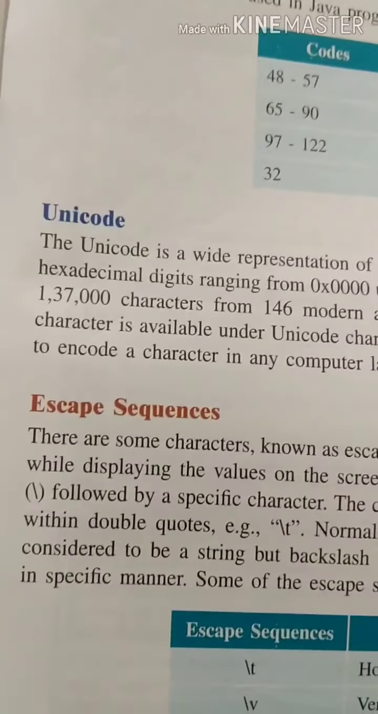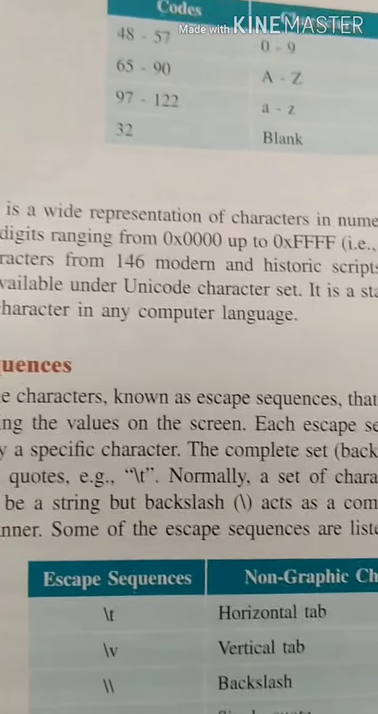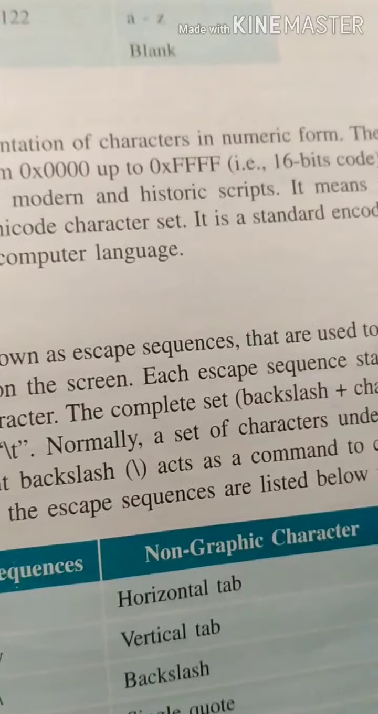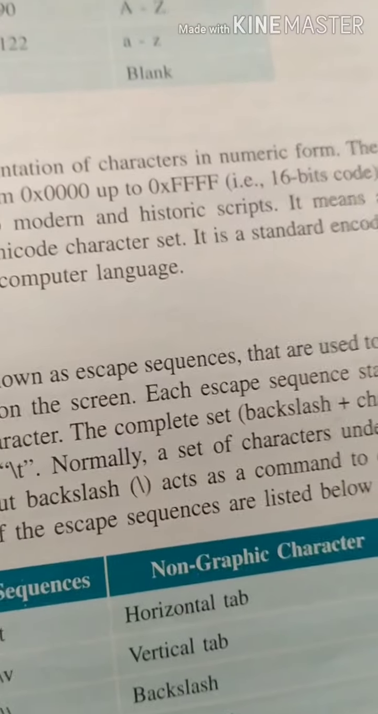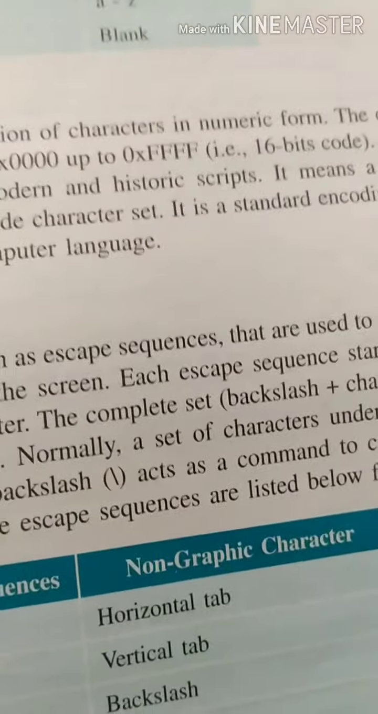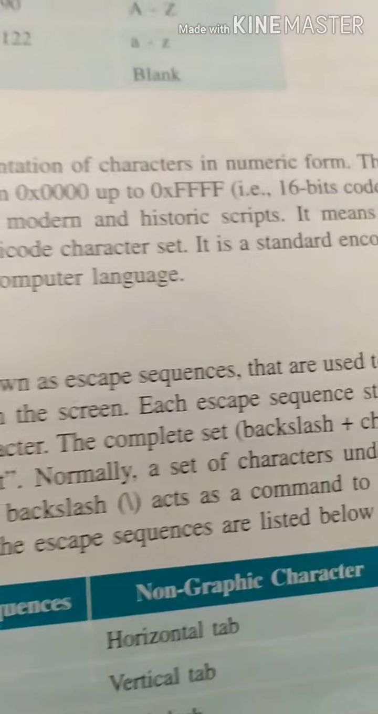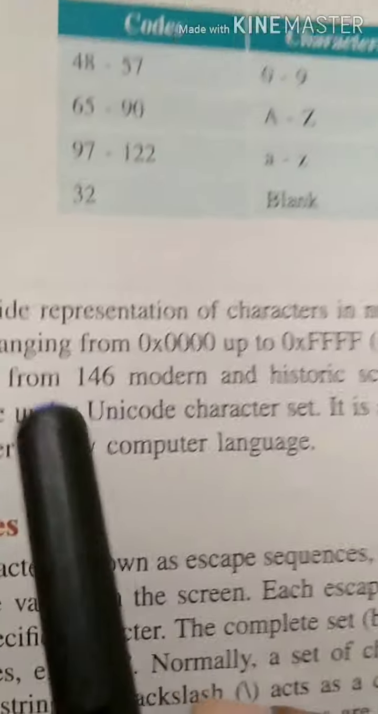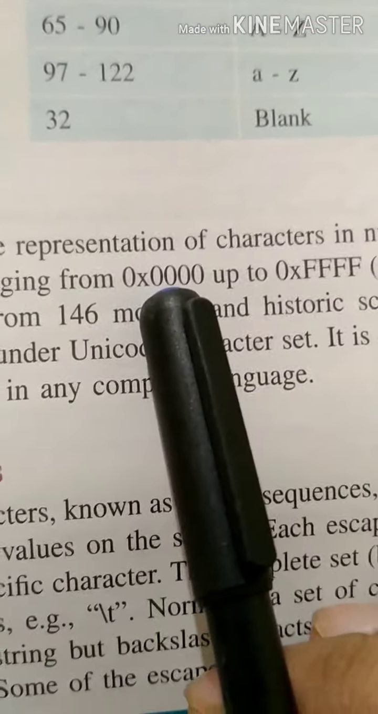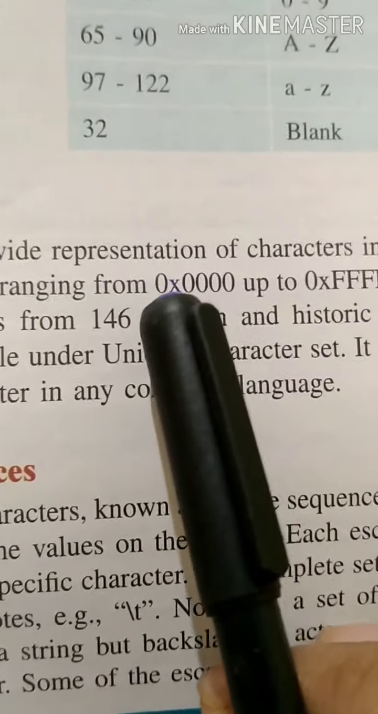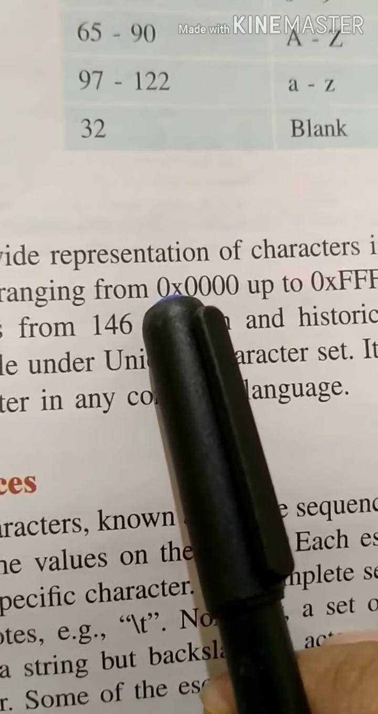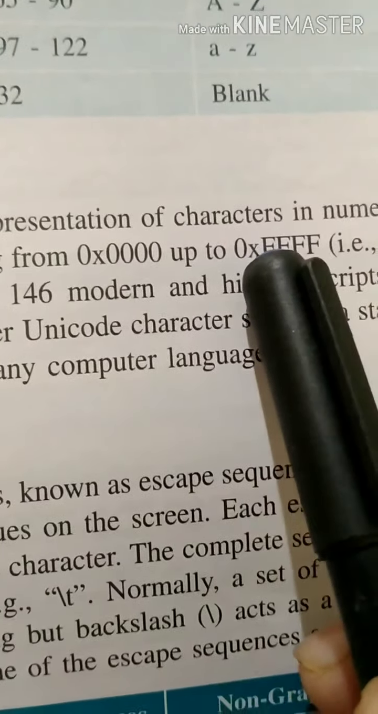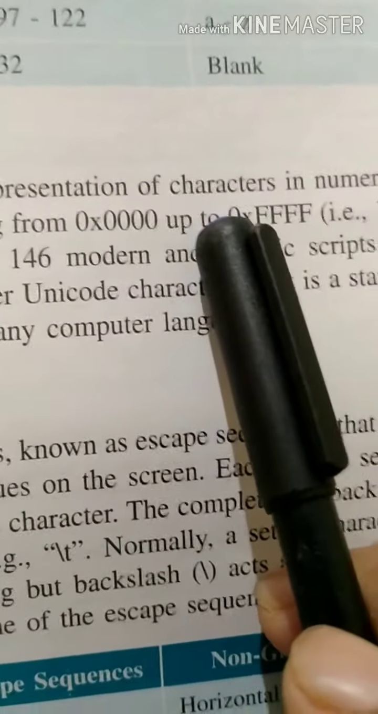Now, Unicode is a wide representation of characters in numeric form. All the characters are used in numeric form in Unicode, which contains hexadecimal digits. By seeing the 0x, you can understand this is a hexadecimal code, because 0x is written before the code.